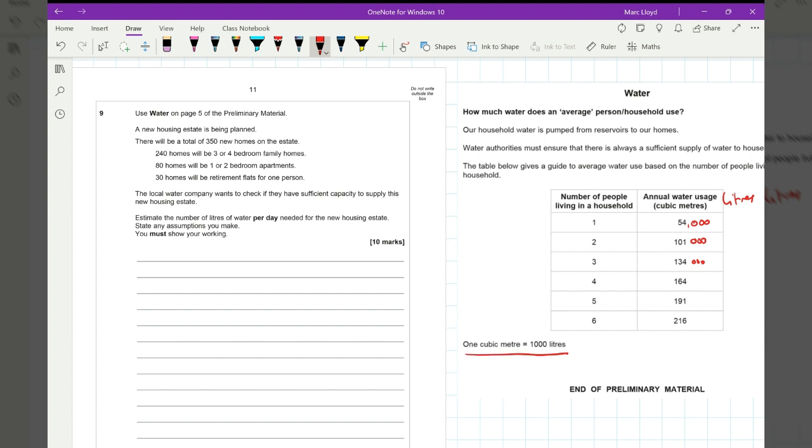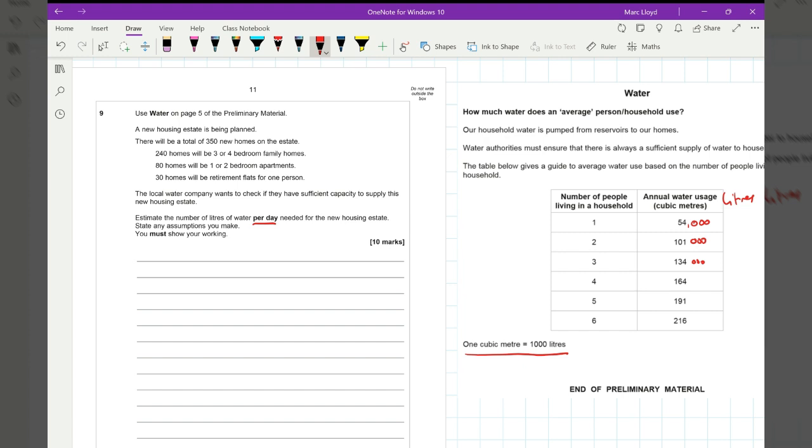So it says on the question, a new housing estate is being planned. There will be a total of 350 new homes on the estate. We've got details of what those houses will be, and it says the local water company wants to check if they have sufficient capacity to supply this new housing estate. Estimate the number of litres of water per day needed for the new housing estate. State any assumptions that you make.